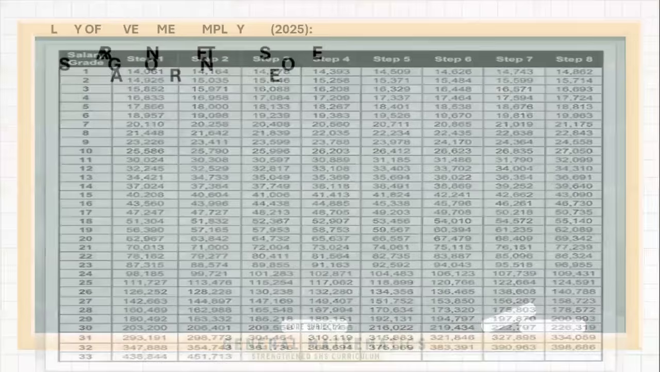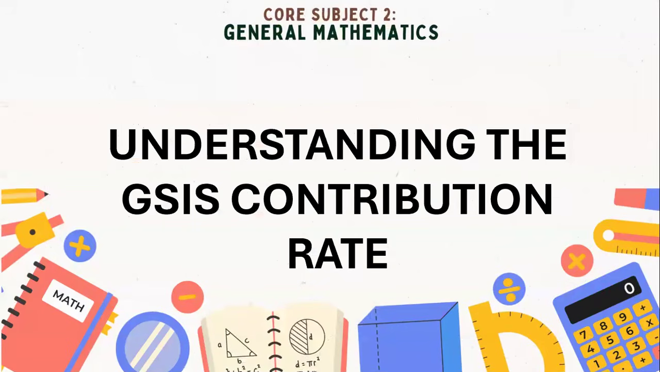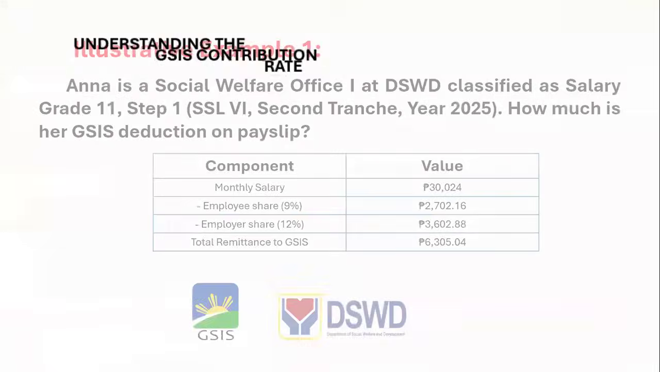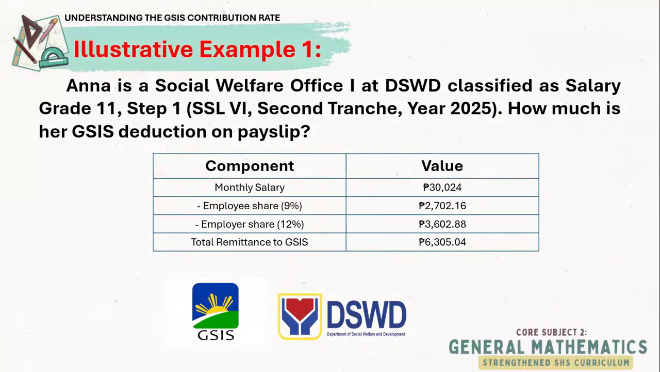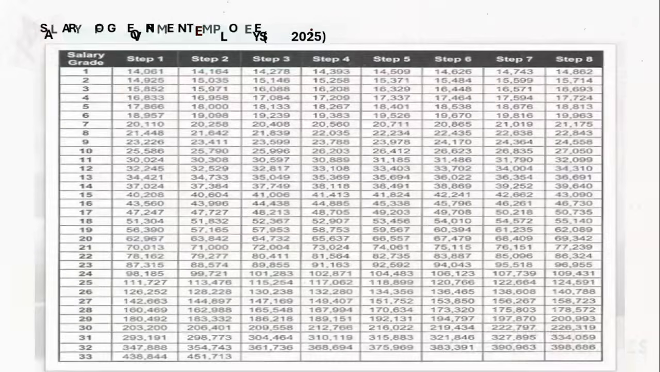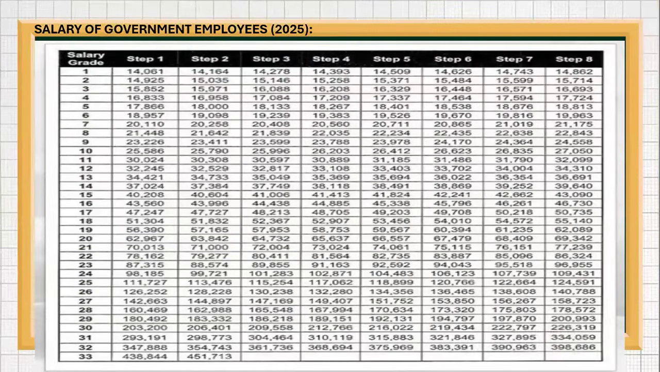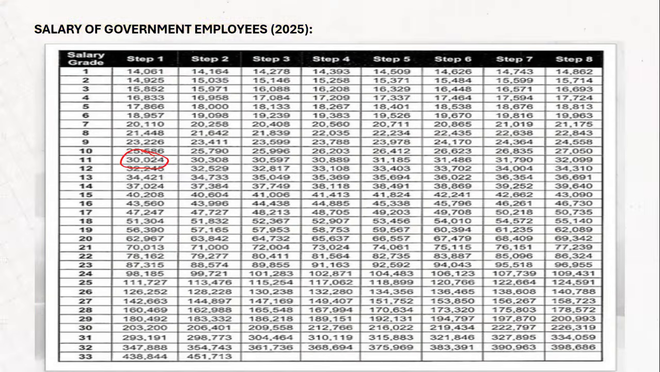So let's have real life examples. Let's understand the GSIS contribution rate. So in this example, let's meet Anna. She's a social welfare officer at DSWD, and her salary is salary grade 11, step 1 under the SSL 6 second tranche 2025. So let's compute. As you could see, salary grade 11 has a monthly salary of 30,000, and step 1 is 30,024 pesos.